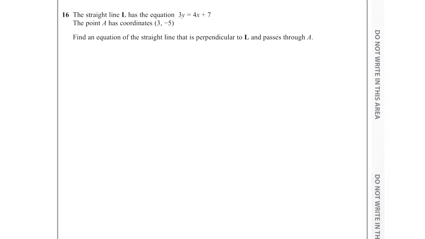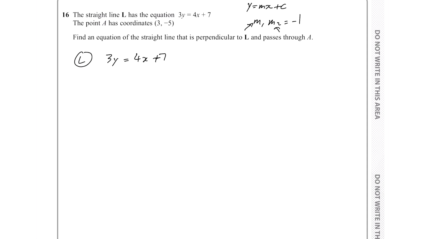Okay, so there's a few things you always want to remember before we even start this question. That y is equal to mx plus c, that's the equation of a straight line. And then the gradient of a perpendicular line is going to be m1 m2 is equal to minus 1. So that means the gradient of one line times the gradient of a line that's perpendicular to it is always equal to minus 1. So firstly, let's start with what we've been given. We have a straight line L, which has the equation 3y is equal to 4x plus 7.